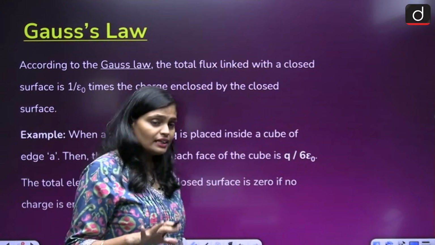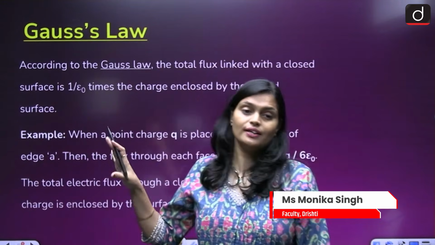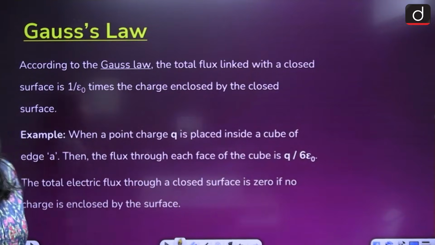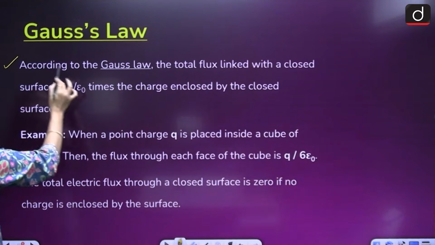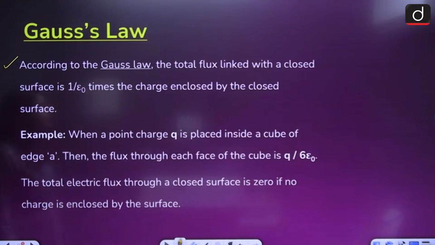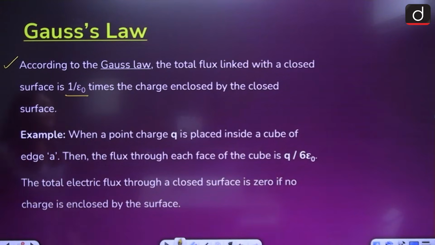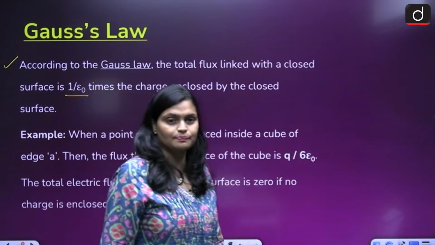So basically, Gauss's law is based on electric flux only. According to Gauss's law, the total flux linked with a closed surface is 1 by epsilon naught times the charge enclosed by the closed surface.